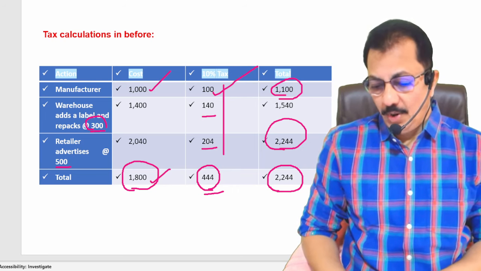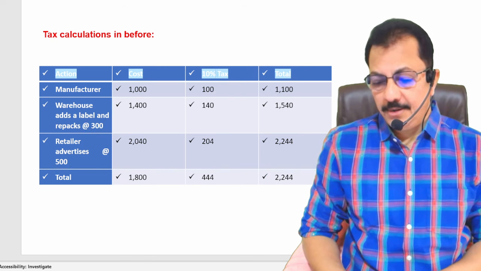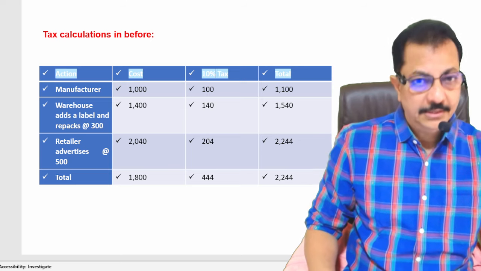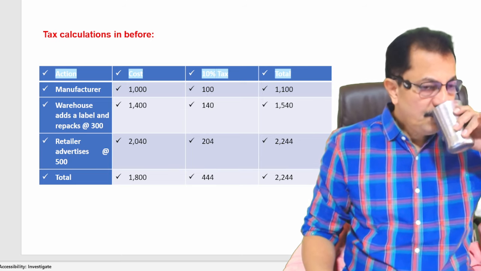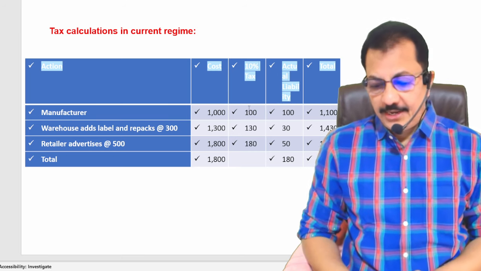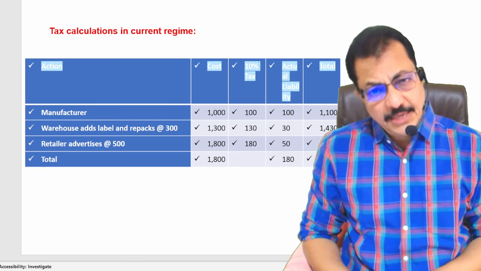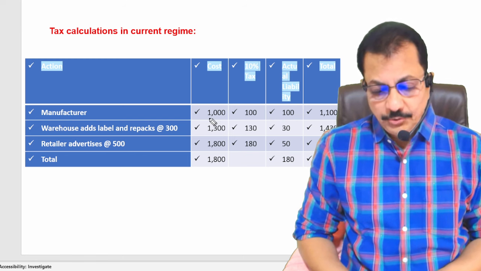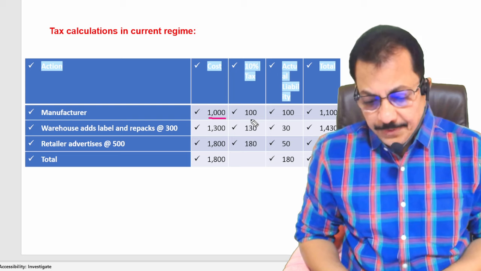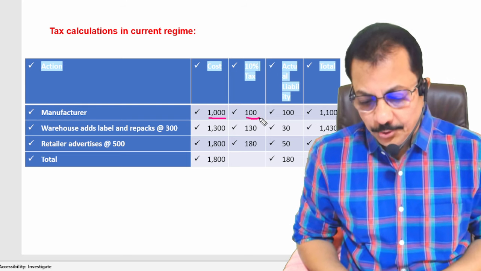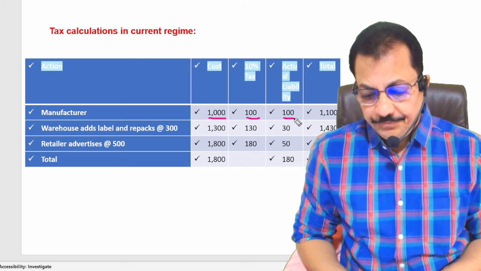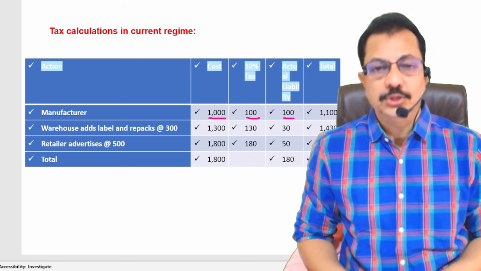But what happened after the introduction of the GST? That is important. How are the people getting benefited? Now, in the current regime, what is happening? Same example we are taking. 1000 rupees at the manufacturer level, right? 10% is the 100 rupees. Is that okay? Actual liability is 100 rupees only, and the cost is becoming 1100.